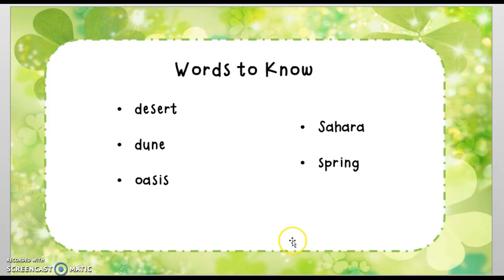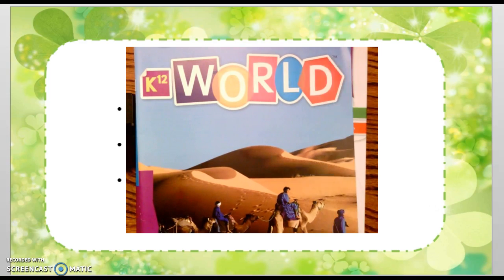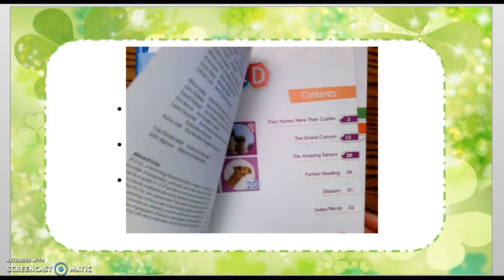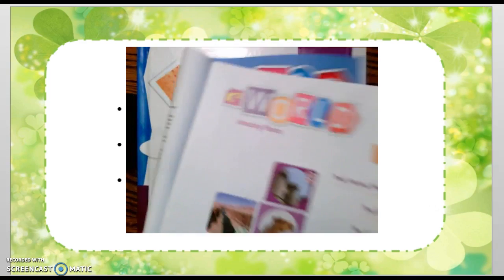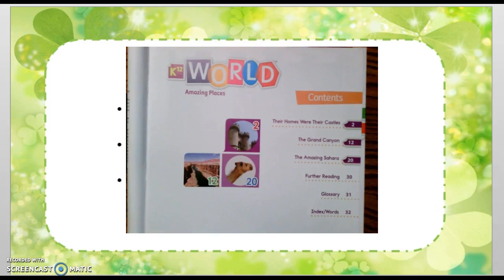All right, friends, so now we are going to take a book walk together. So if you can look at your K-12 World magazine, the first thing we're going to do is turn to the table of contents, and this is going to help us locate the article that we will read together. The article that we are going to read today is called The Amazing Sahara.